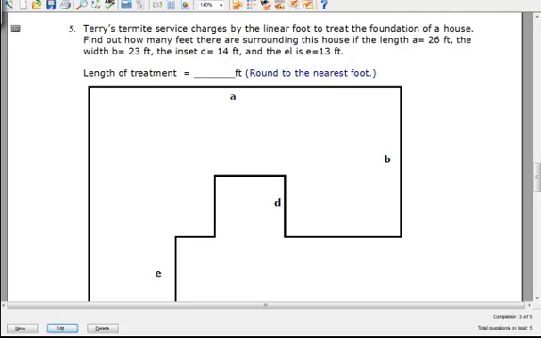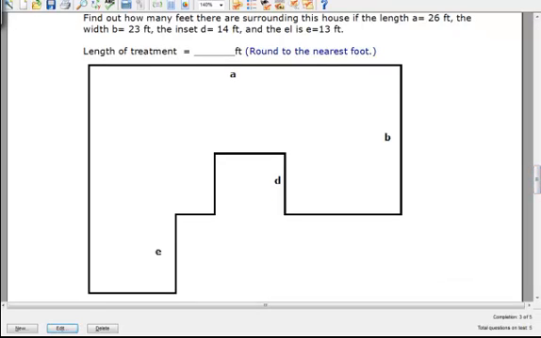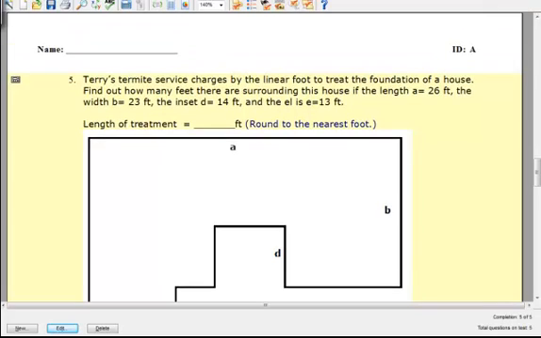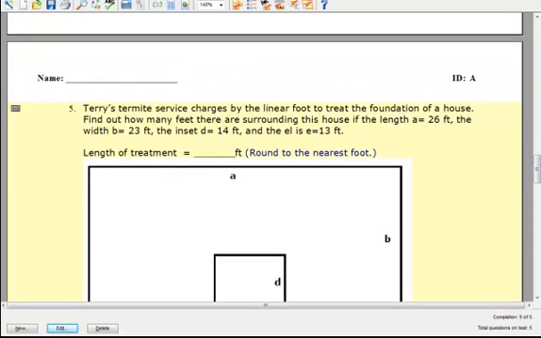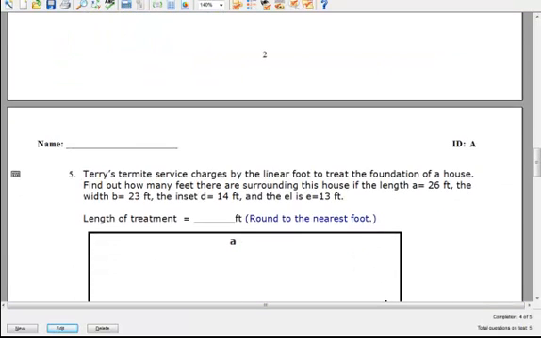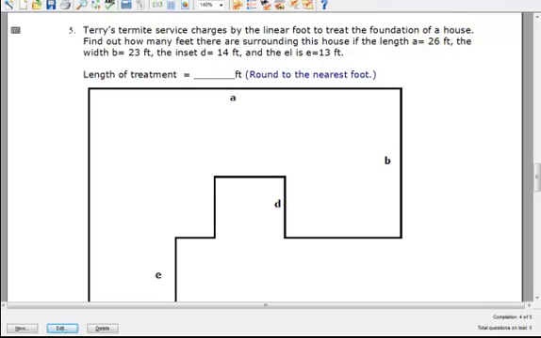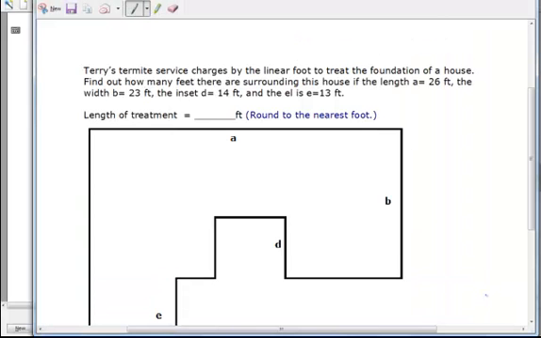There's a couple of them here. One of them is, how far is it around this house? And then later on we're going to do the area also, just in case you have an area question. So we've got, I can't fit it all on one screen, sorry about that. Okay, A, it says, is 26, B is 23, D, this is a square, so it's 14, and E is a square, so it's 13.